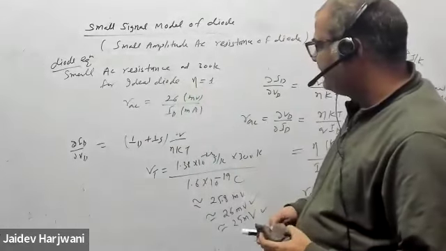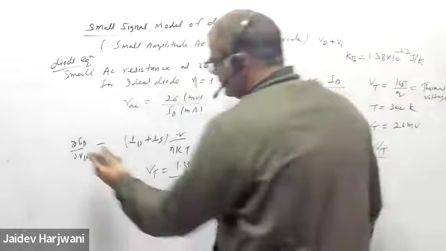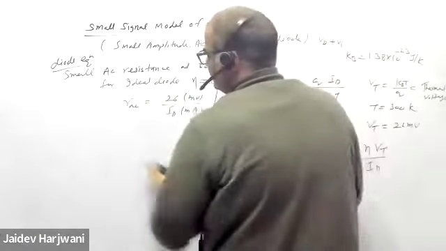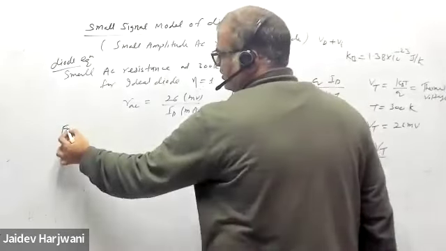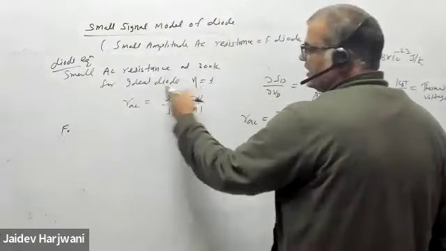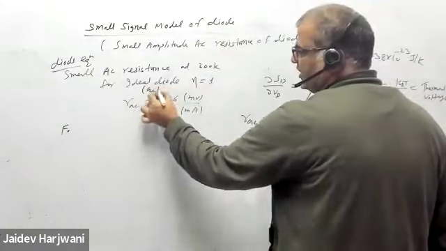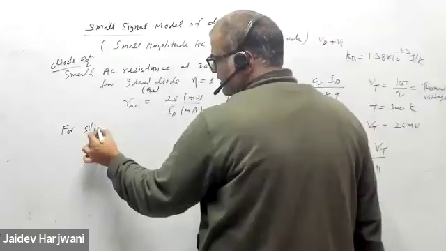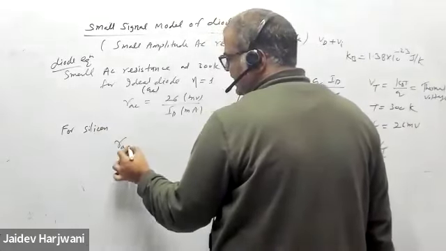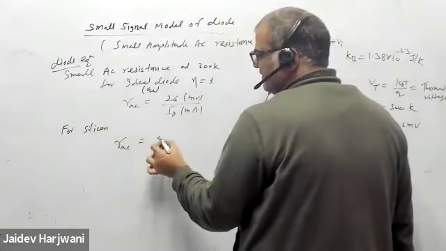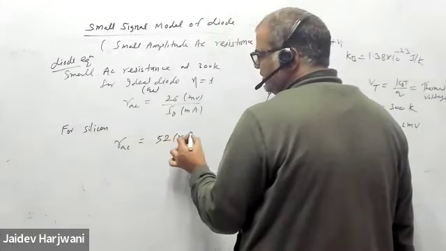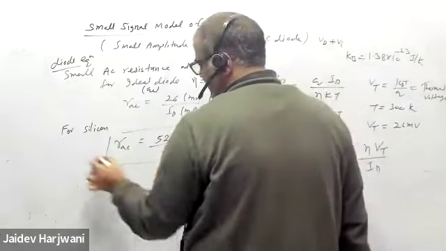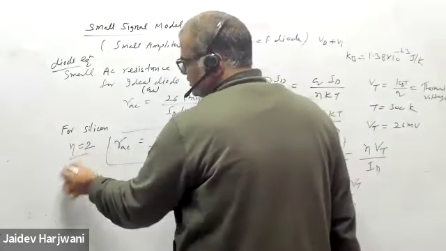If it is silicon, then eta becomes 2. The eta equals 1 case is true for ideal diode as well as for germanium. For silicon, RAC equals 2 times 26, that is 52 millivolt, divided by ID, when eta equals 2 is given in the question.